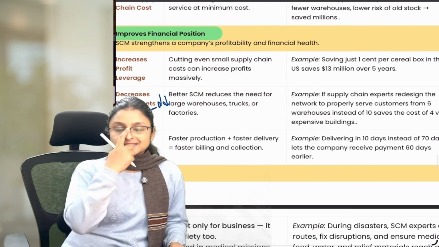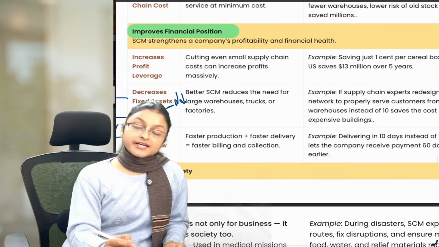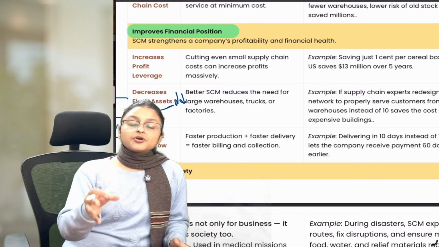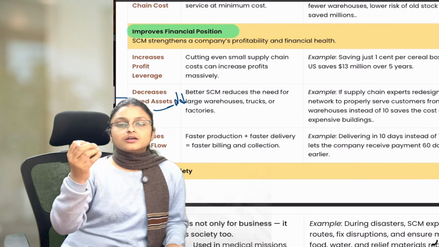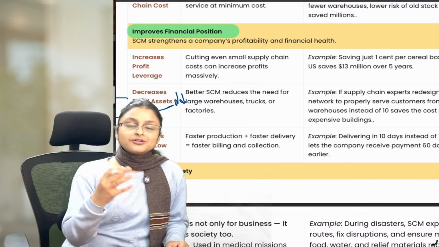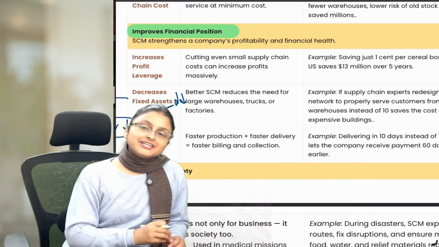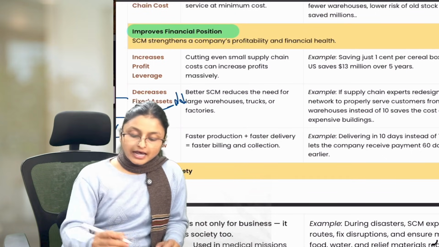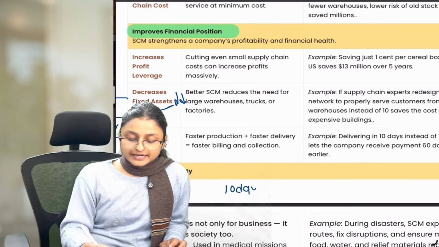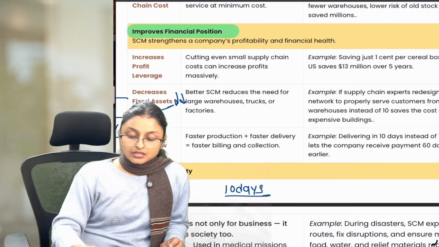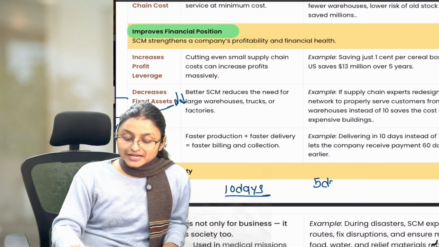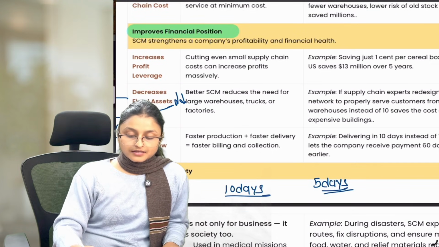Next comes increase in cash flow. Now what supply chain does? It delivers the product faster to the customer. Now if you are doing that, you will be able to get cash earlier from the customer. Think about it. Earlier we used to deliver our products in 10 days to the customer. Now we are able to do that in 5 days itself.